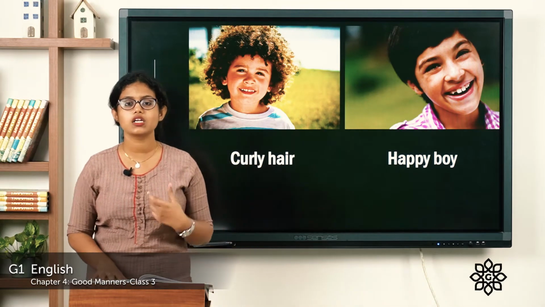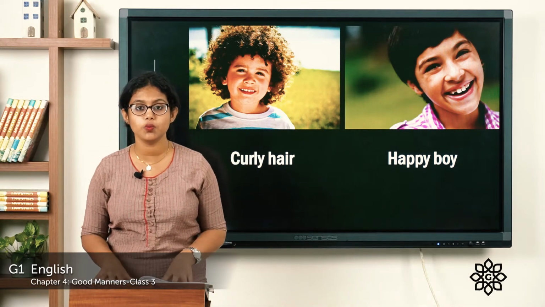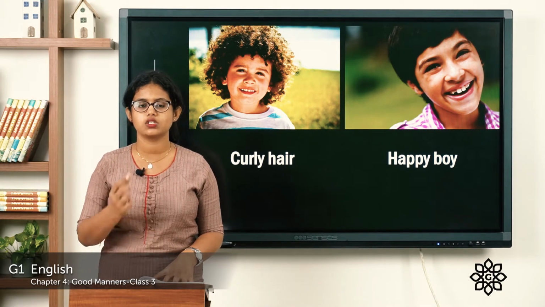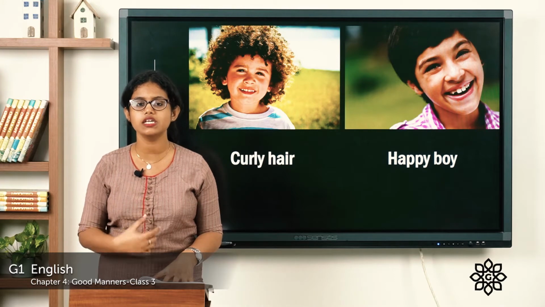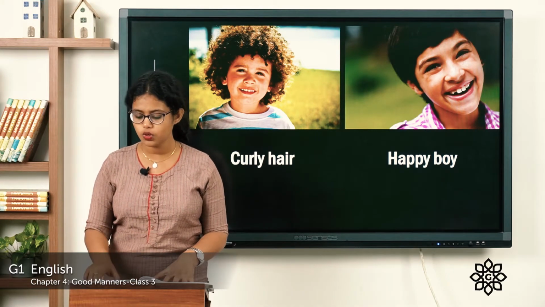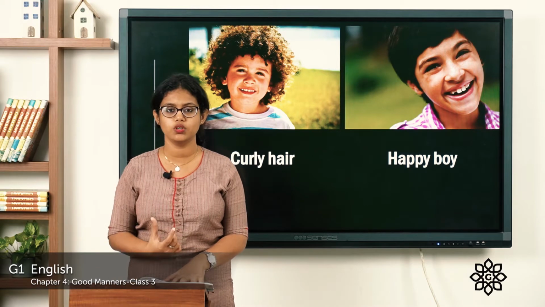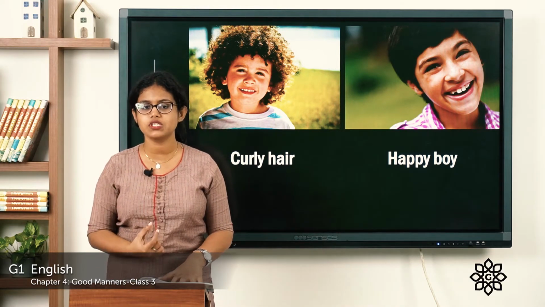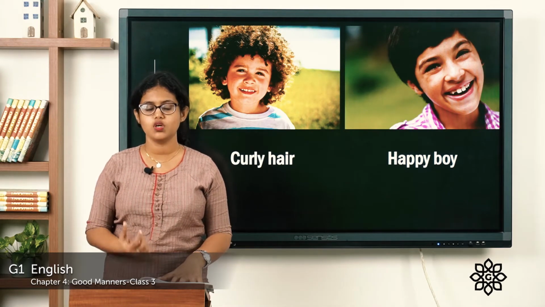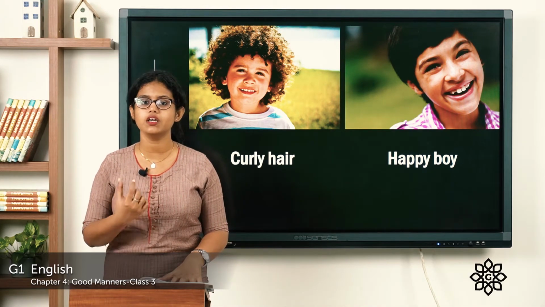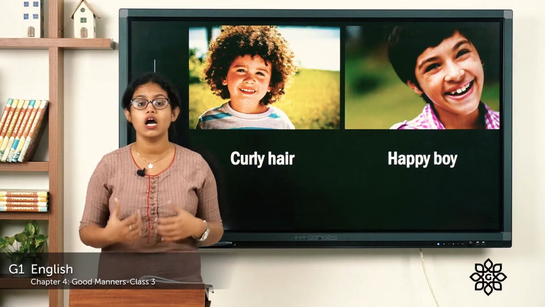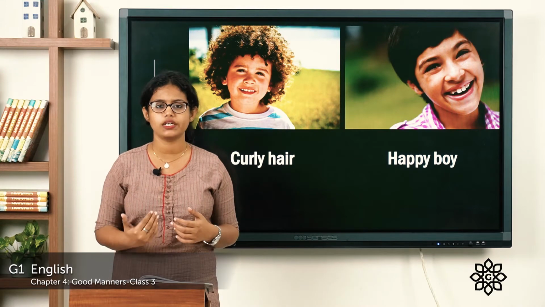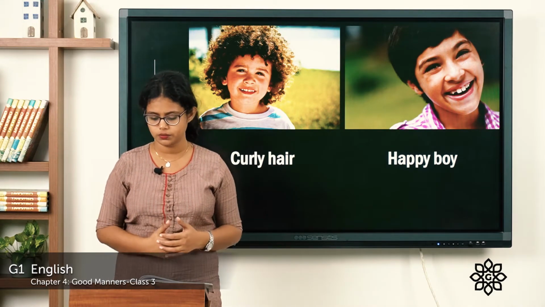The next one, round tray. The naming word is tray, and round is the describing word. The word round describes the shape of the tray. What about the next one? Red balloon. Balloon is the naming word, and the word red describes the color of the balloon. So red is the describing word. So what is a describing word? A word that tells more about a naming word is called a describing word.